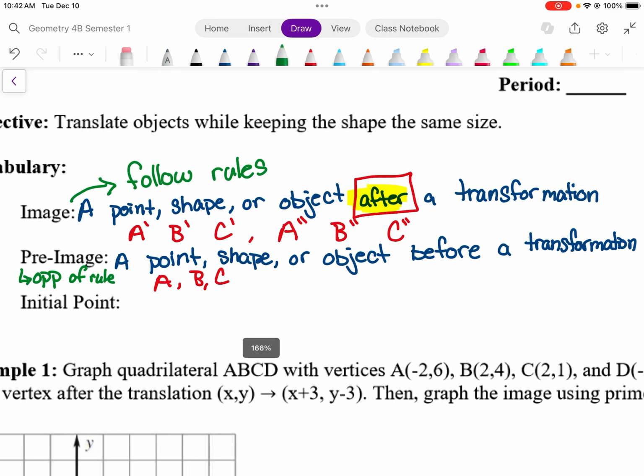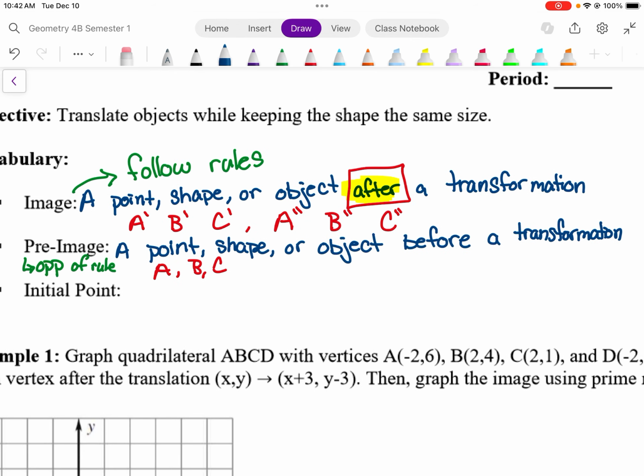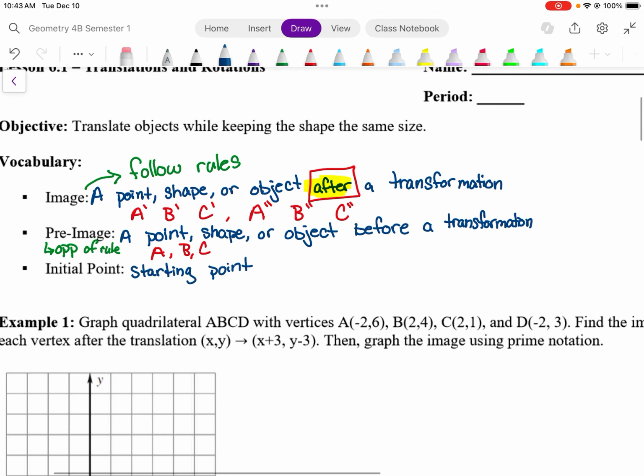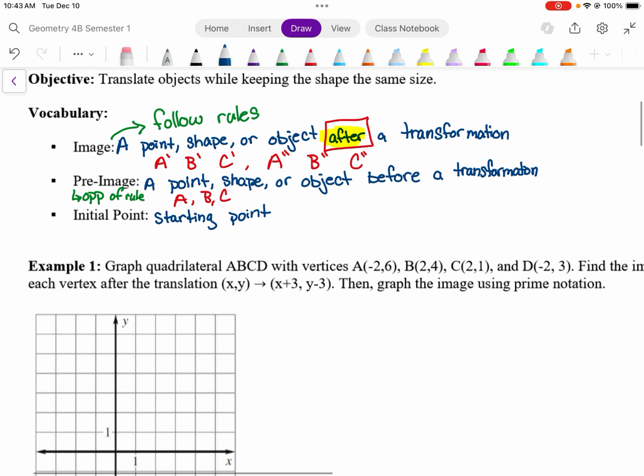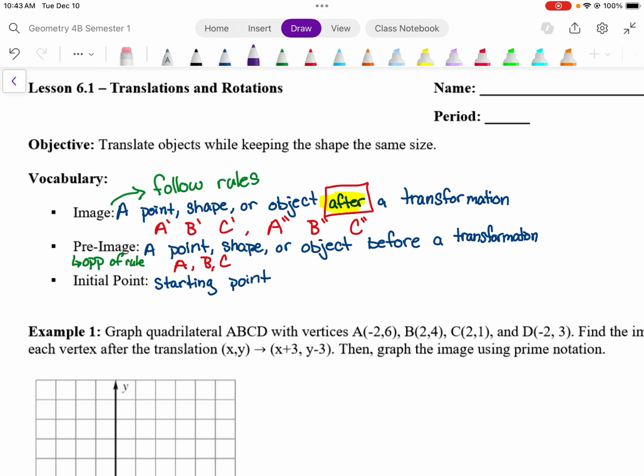Okay, and then the last one is initial point. This is just our starting point. Awesome. So that's the vocabulary you're going to need for this one. And then again, if you don't remember, our translate, that's moving up, down, left, and right.